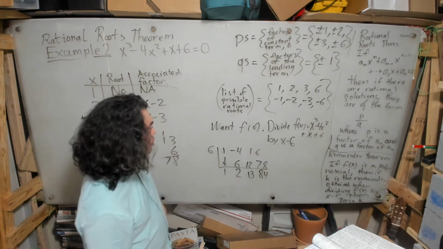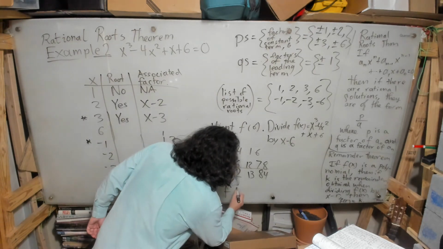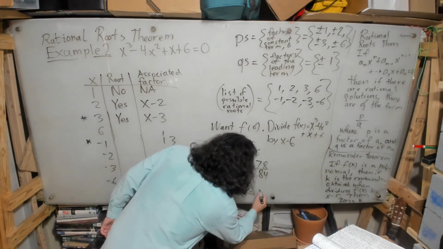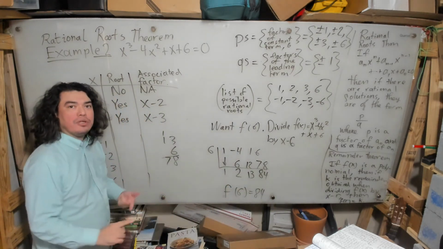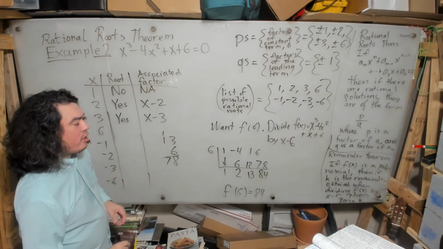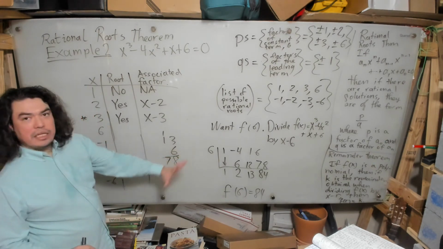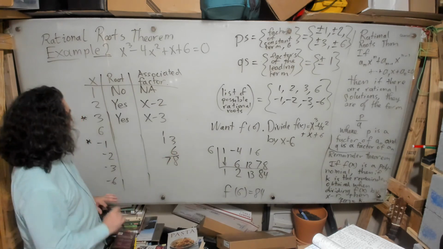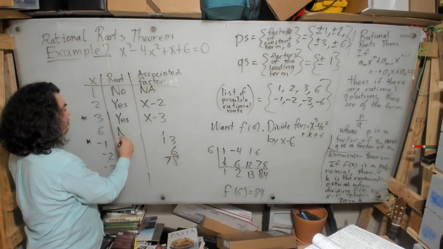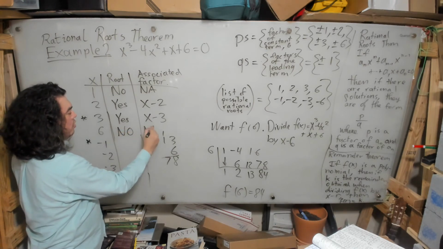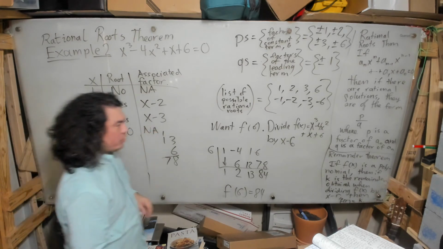So what does that tell us? That tells us that f evaluated at 6 is equal to 84. And if you notice, I didn't have to calculate any powers. I didn't have to do any of that complication there. Just basically addition and subtraction and multiplication. So evaluated at 6, is it a root? Is it a solution of this equation? No. And so here, there's no associated factor.